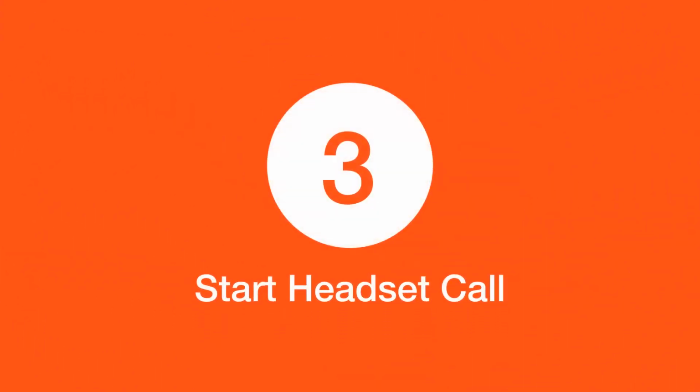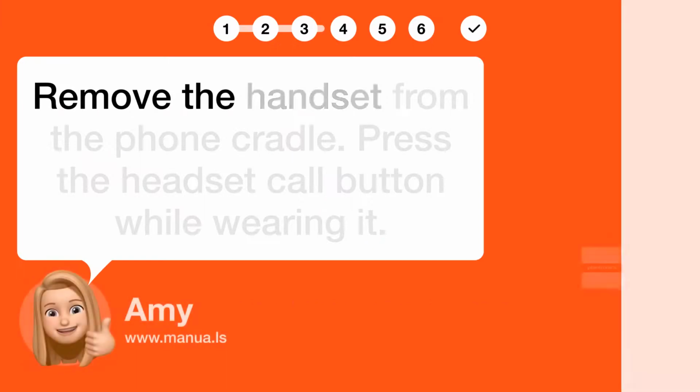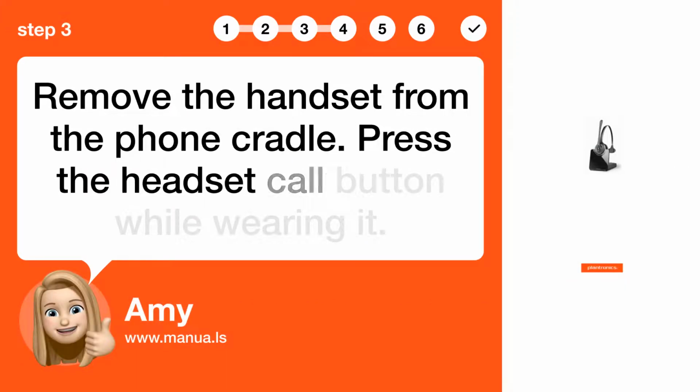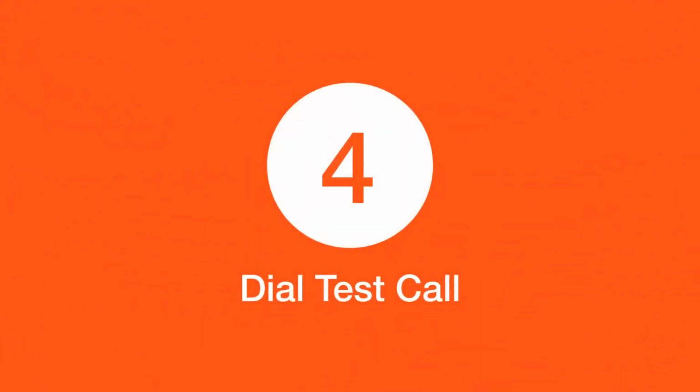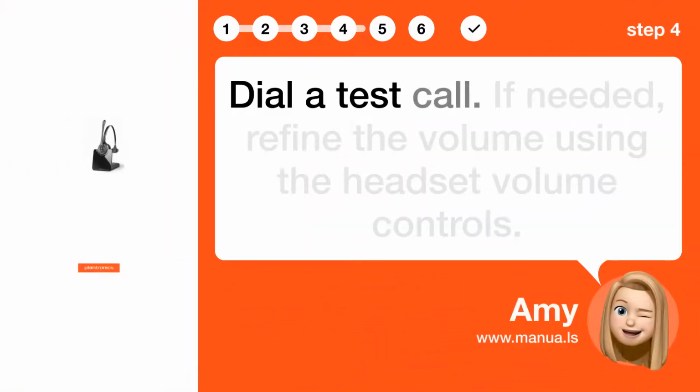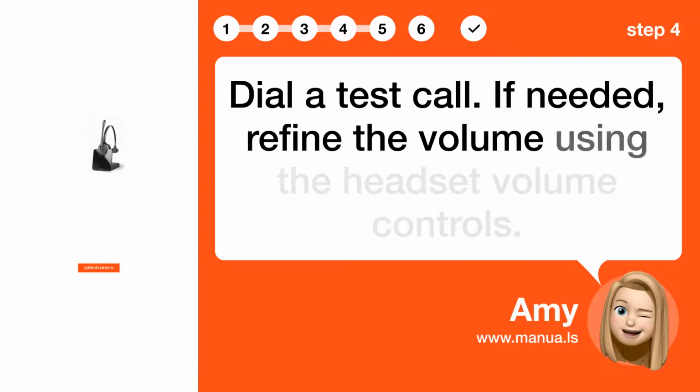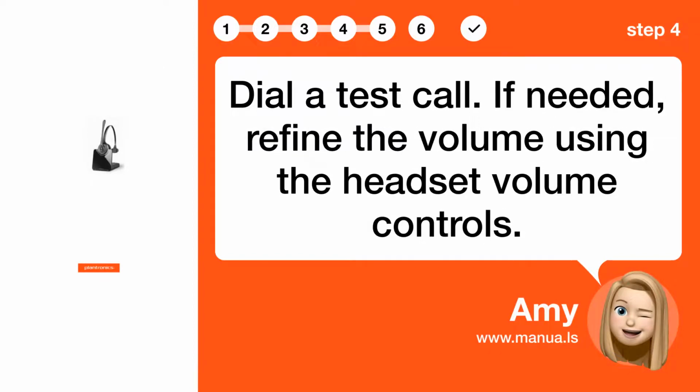Step 3. Start headset call. Remove the handset from the phone cradle. Press the headset call button while wearing it. Step 4. Dial test call. Dial a test call. If needed, refine the volume using the headset volume controls.